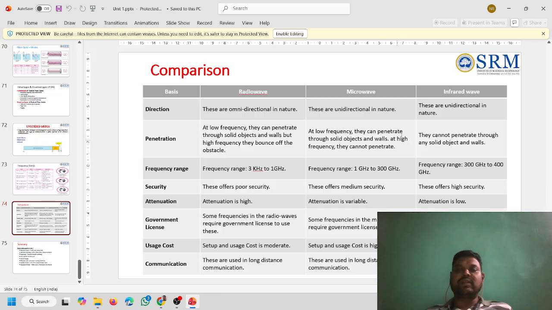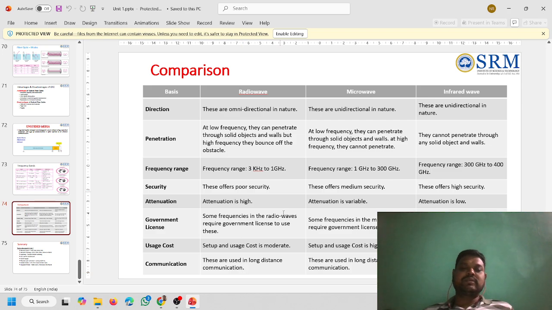Whereas microwave, infrared waves cannot penetrate, and the frequency range is from 3 kilohertz to 1 gigahertz for radio waves. Whereas microwave frequency range is from 1 gigahertz to 300 gigahertz. Infrared wave, ultra high frequency, right? So 300 gigahertz to 400 gigahertz. And whereas radio waves don't provide any security, microwave provides a little bit of security. Infrared wave, high security. Attenuation is also high in radio waves, whereas microwave and infrared waves low, right? So usage cost is also moderate, whereas microwave and infrared wave is costly, right?